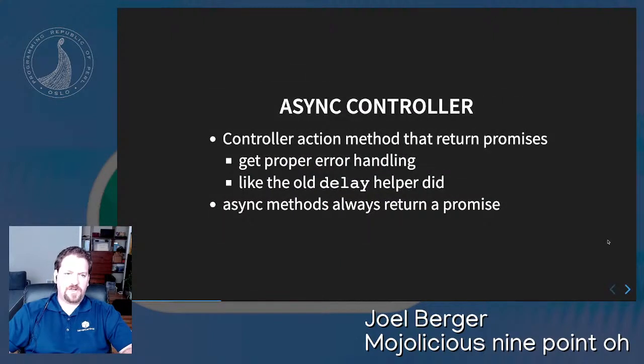You'll notice that I was using that in controller code. Another nice thing here is that controller actions that return promises, like I said, all async methods return a promise, will get proper error handling. If you remember the old delay helper, and it's okay if you don't, if you had an exception in your controller code inside of the delay helper, it would properly pass that through to the client. We now again have that with a promise. So if your controller returns a promise, and all async controllers do that, it will just work as it should.